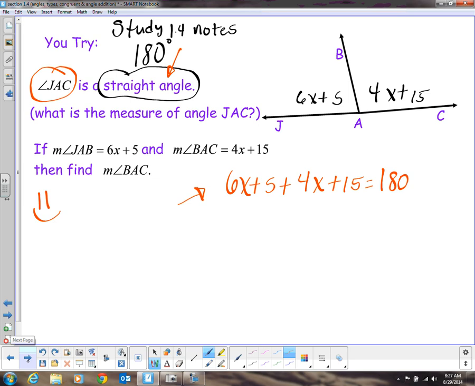All right, from here, well, we would say 10x plus 20 equals 180, and we'd go from there. And we'd go back and we'd find the measure of BAC. Are you getting used to knowing that you don't stop at x? Yes. I will not let you stop at x unless it doesn't make sense to go on.